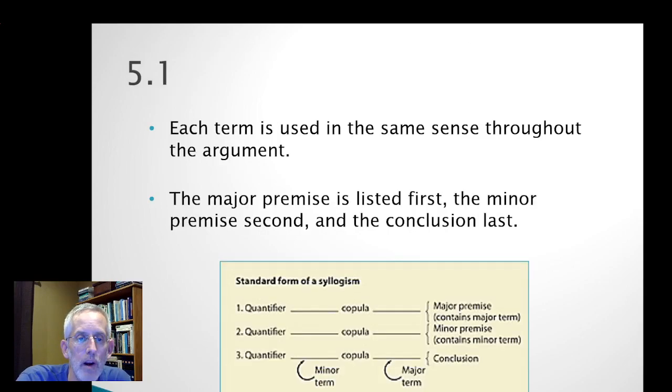Okay, so our third rule or condition for a standard form categorical syllogism is that each term is used in the same sense throughout the argument. What that means is that the word in one occurrence in the argument can't represent something different in reality than the word in another occurrence in the argument.